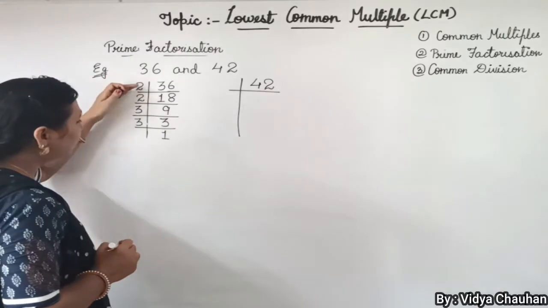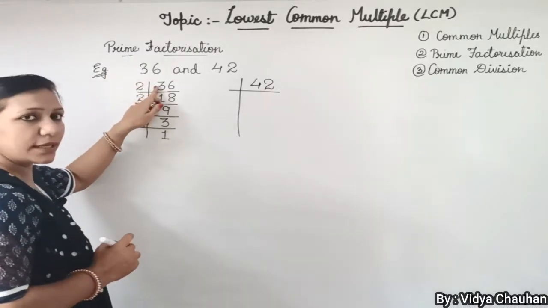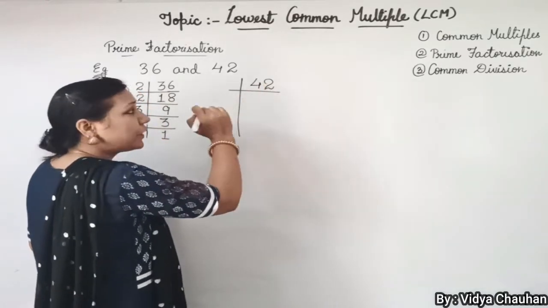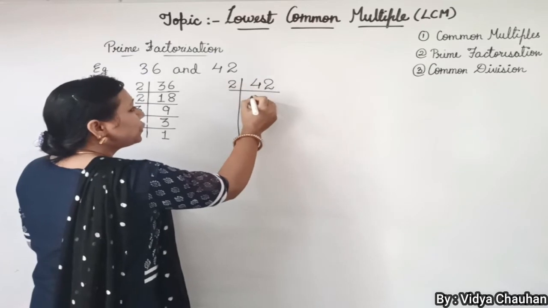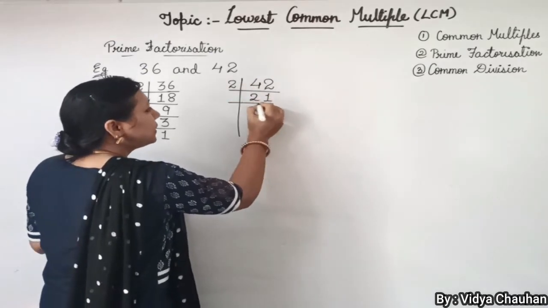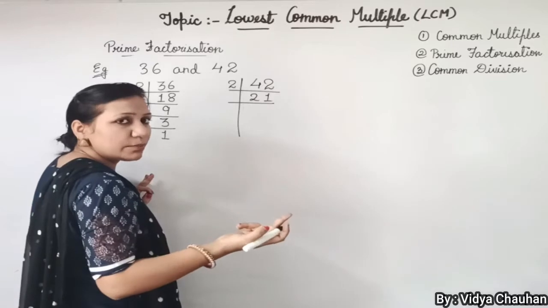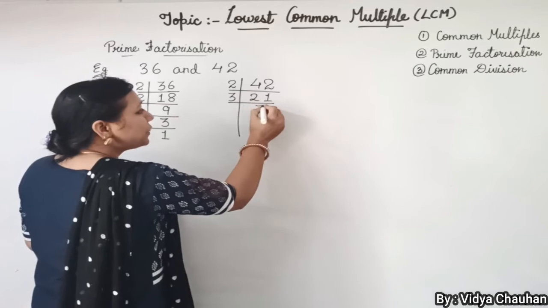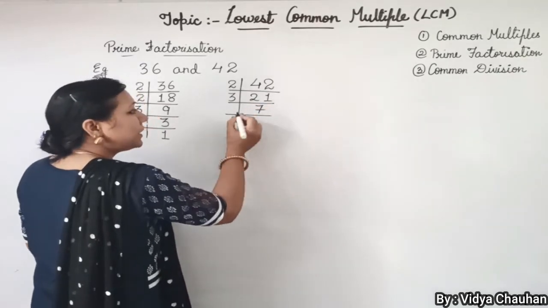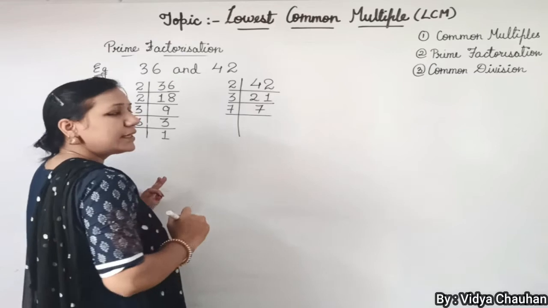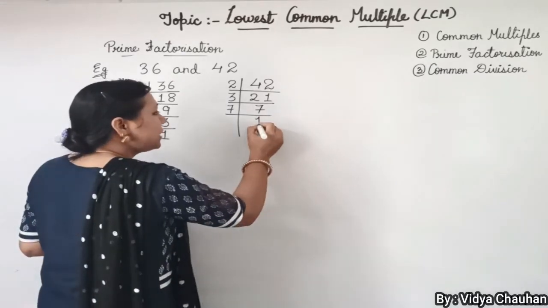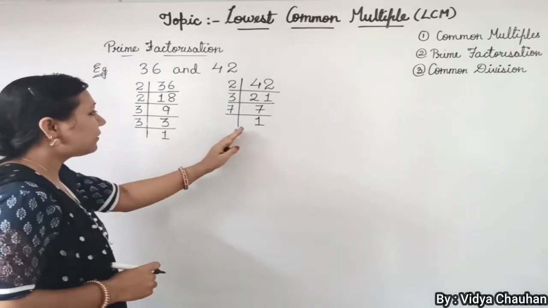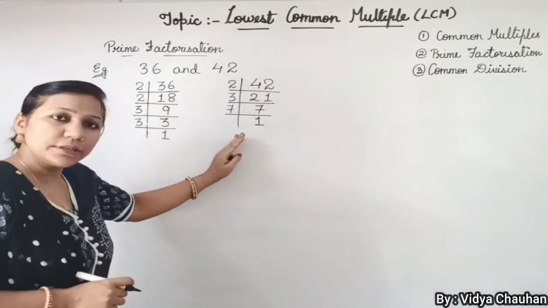Clear? So we have done the factorization of the number 36. This is our first number. In a similar manner, you will find the factors of 42. Starting with 2, 2 21 times gives 42. Now 21 is not divisible by 2 anymore, so we choose the next prime number, 3. 3 7 times gives 21, and then 7 is divisible by 7 only, so 7 1 time gives us 7. So we have done the factorization of 36 and 42 separately.